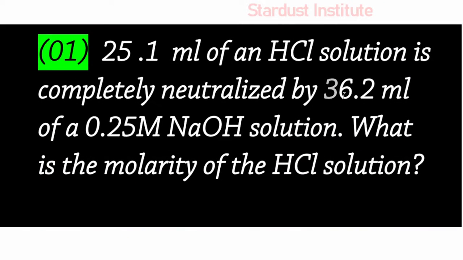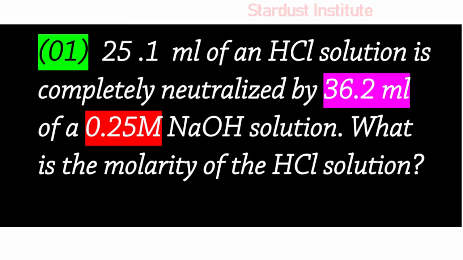The volume of the sodium hydroxide solution is 36.2 milliliters. The molarity is 0.25 M. Molarity means in 1 liter or 1000 milliliters of the sodium hydroxide solution, there are 0.25 moles of sodium hydroxide. Now we need to find in 36.2 milliliters of this sodium hydroxide solution, how many moles of sodium hydroxide are there?